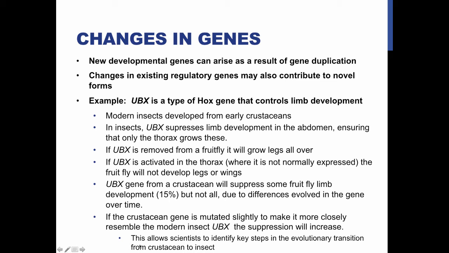So this kind of study allows us to, again, estimate that phylogeny more accurately. It gives us some sense of how closely related things are. So here we could look at these UBX genes, and the more limb suppression we see in the fruit fly, that tells us it's more closely related. So if we took a UBX gene from a housefly, we'd see substantially more suppression than we would from a crustacean. We might be able to take one from a spider, which is more closely related to crustaceans than insects, and again, we'd see maybe that 15%, maybe more, maybe less.